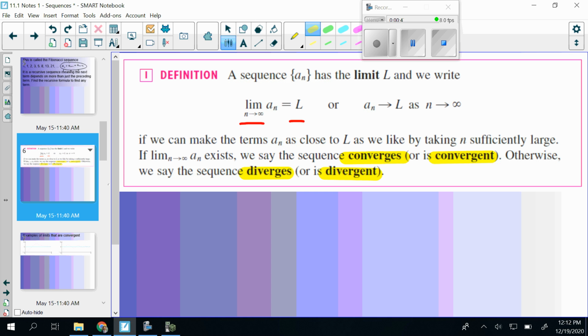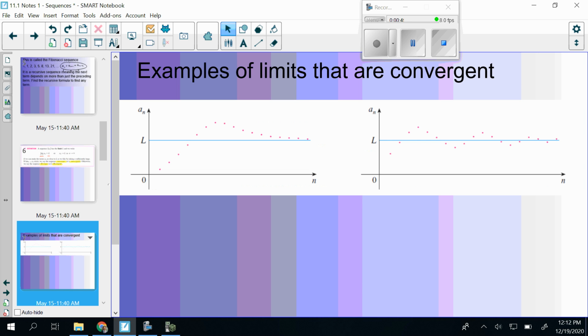Here are some graphs of ones that would be convergent, meaning they approach some value L. These dots represent the different values in that sequence. So we have a dot here, here, and so on. Initially it looks like it's kind of increasing and maybe won't approach anything, but then you can see these dots start decreasing and they actually approach some value L. So we would say this one is convergent to that value L as we go to infinity.